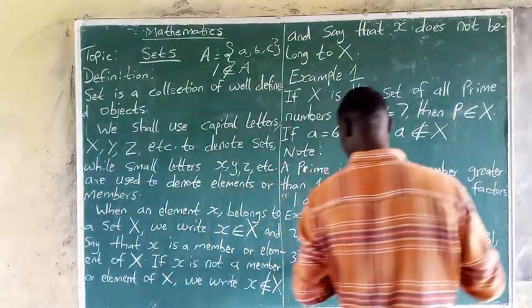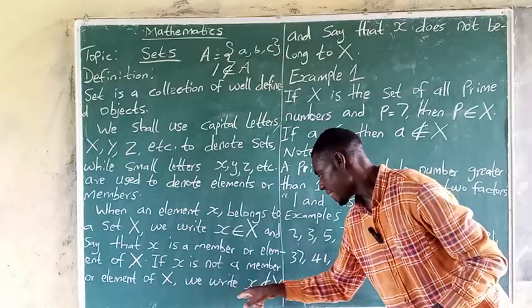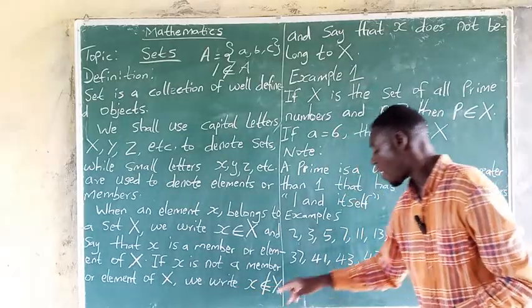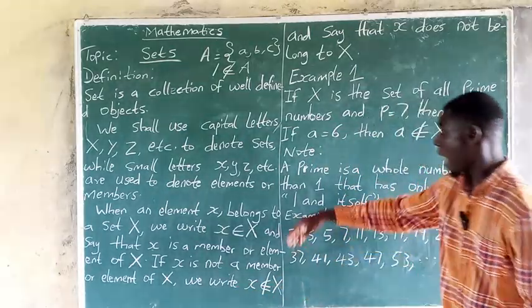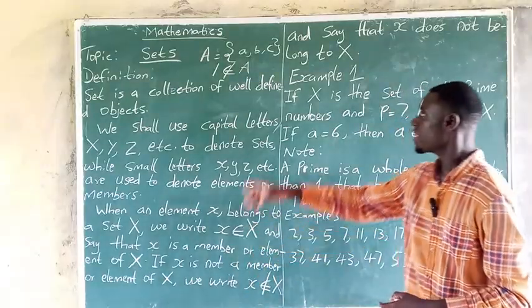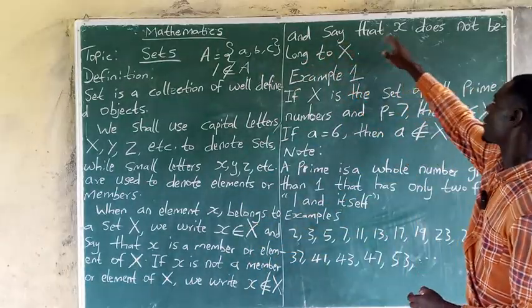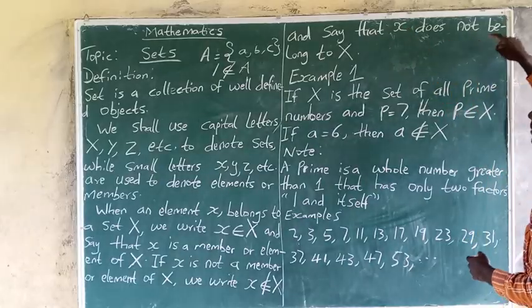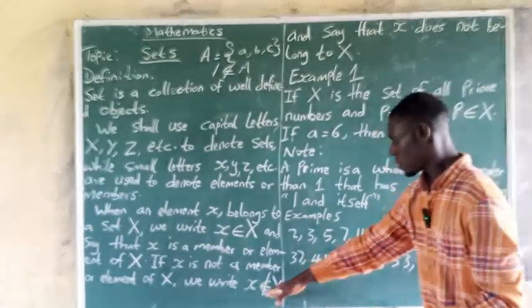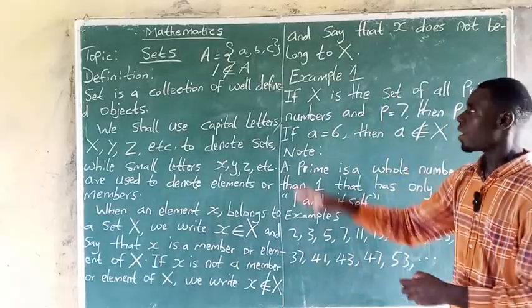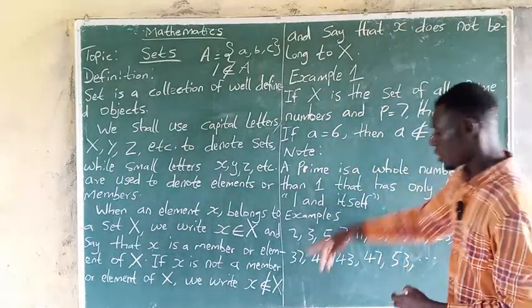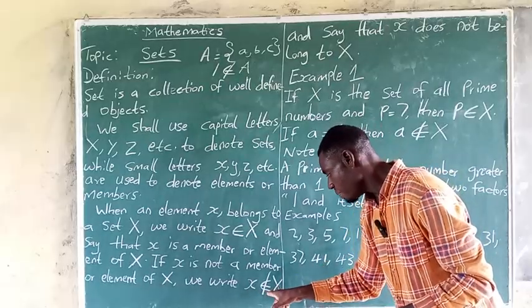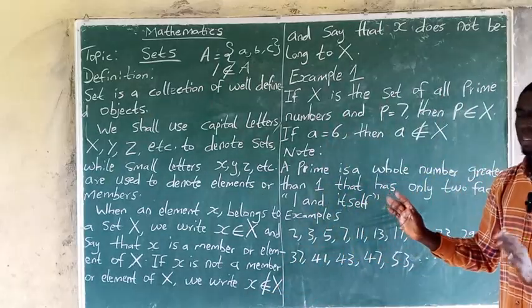Now let's come further. I said we write x is not a member of x. So I will write it in a written format. I say, and it says that x does not belong to x. That is what this symbol simply means. So instead of writing all these big languages, just write x is not a member of x. That is just the definition.